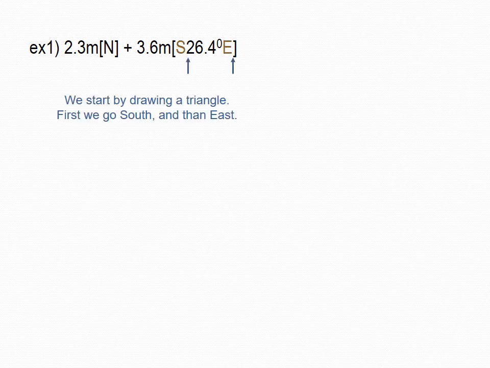Example 1, 2.3 meters north plus 3.6 meters south, 26.4 degrees east. The first thing I would do is draw out 3.6 meters south, 26.4 degrees east. We are going to start by drawing a triangle. First we go south and then we go east. So we draw south first, and where we finish, we then draw east.